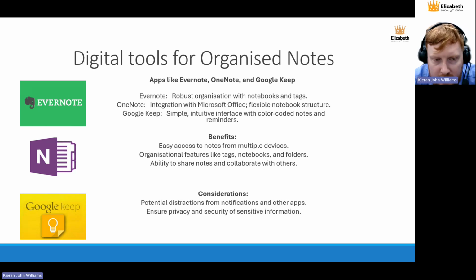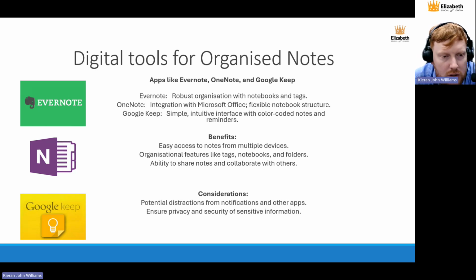Okay. So now that we've looked at those different methods, let's now look at some digital tools that you could use to help you to organize your notes. Okay. So it may be that you've heard about the different apps like Evernote, OneNote, or Google Keep. Okay, so the first one here, Evernote, gives you some robust organization with your notebooks and tags. Okay, if you are using Windows, then you have OneNote. So this is integrated with your Microsoft Office. So this is much more flexible in how you use your notebook. And Google Keep is very similar. This is integrated with your Gmail account, probably. So this will give you the interface with color-coded notes, reminders, things like that.